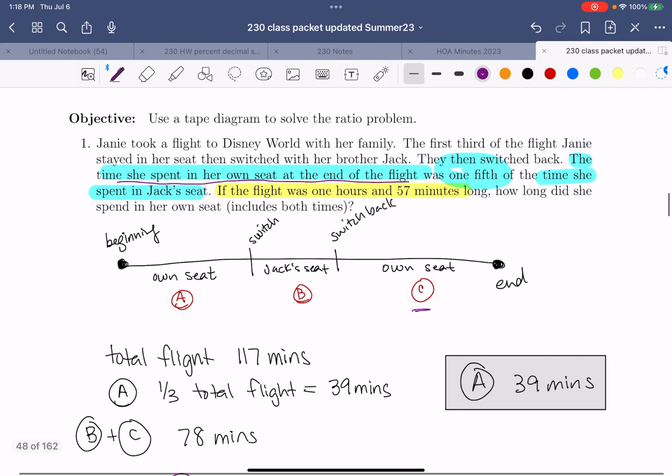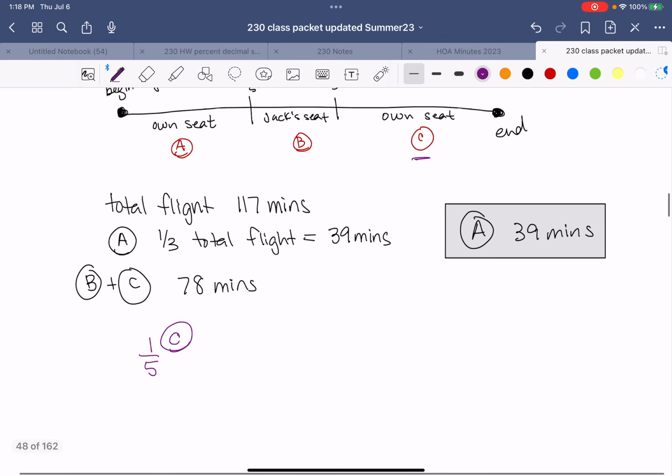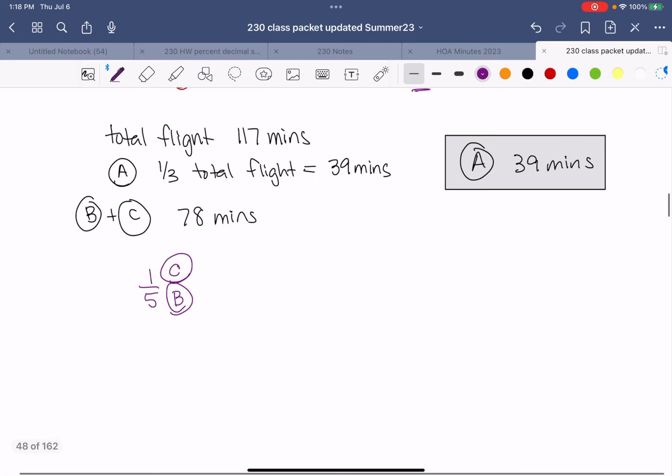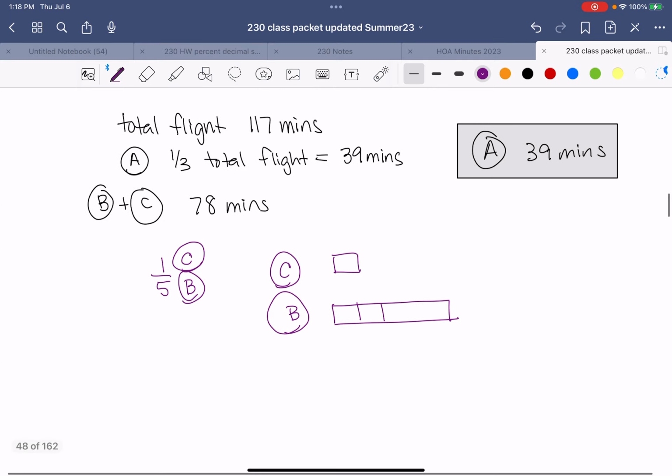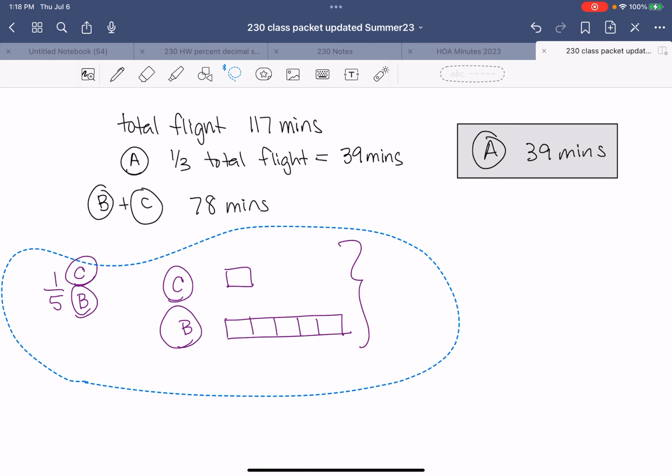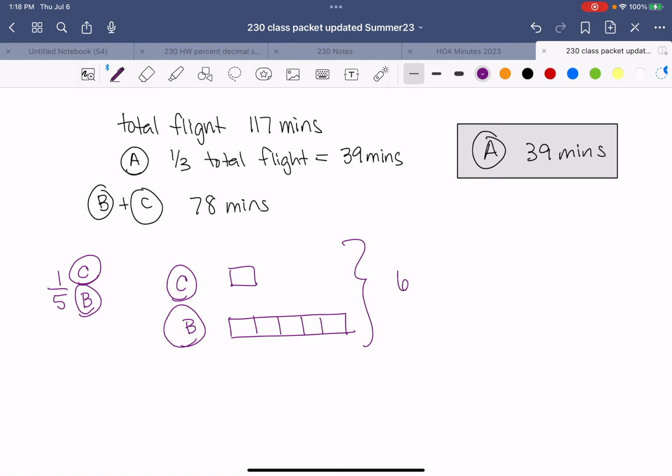Oh, so my drawing's not very well to scale. 1/5 of the time she spent in Jack's seat. So the 5 is Jack's seat, which is part B. And that's what I'm going to set up next. So now I'm going to go ahead and set up my boxes. For part C and part B, we have 1 box for part C and 5 boxes for B. All total, this is 6 boxes for B and C together. And right here, we know that together B and C have to be 78 minutes.